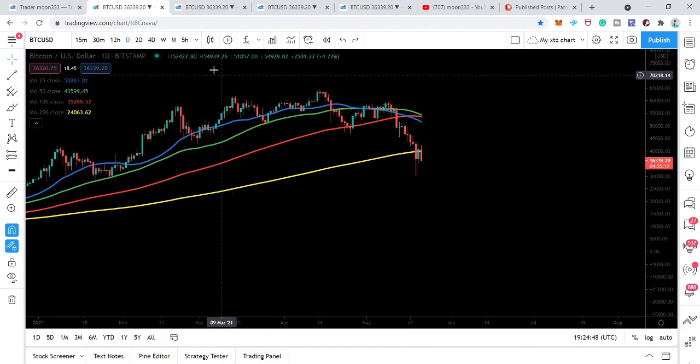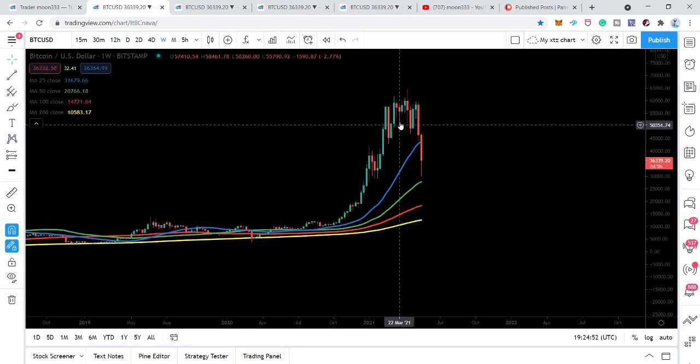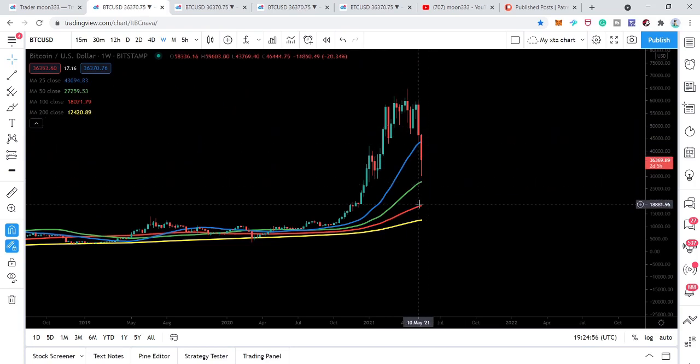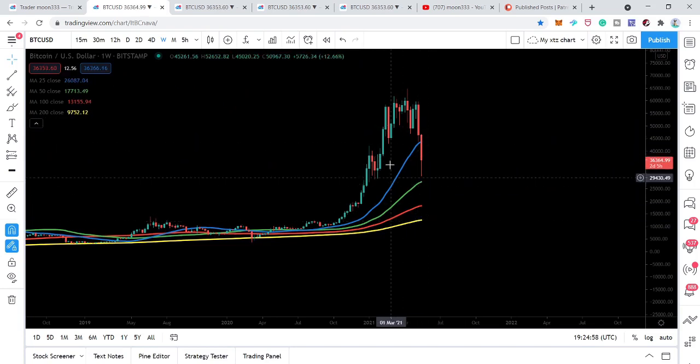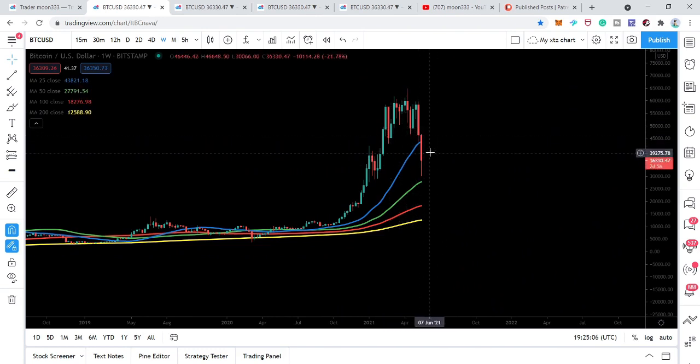But if we switch to the weekly time frame chart, we can see that we still have the smallest time period moving average, 25, above all. Then we have 50, then 100, and then 200. This is an open alligator mouth formation. That is the bullish signal on the long-term weekly time frame, and the price action is at the 25 simple moving average weekly.